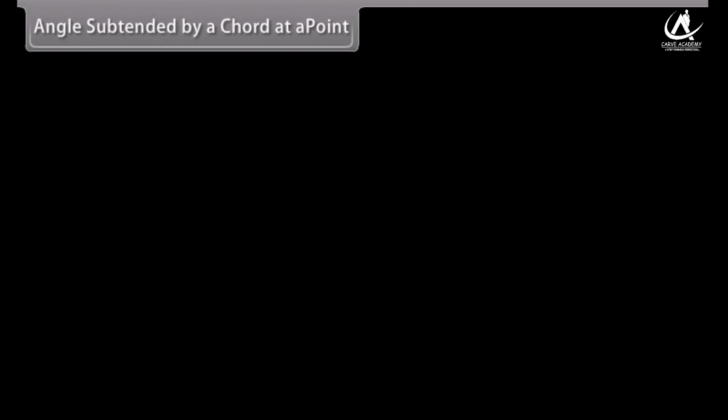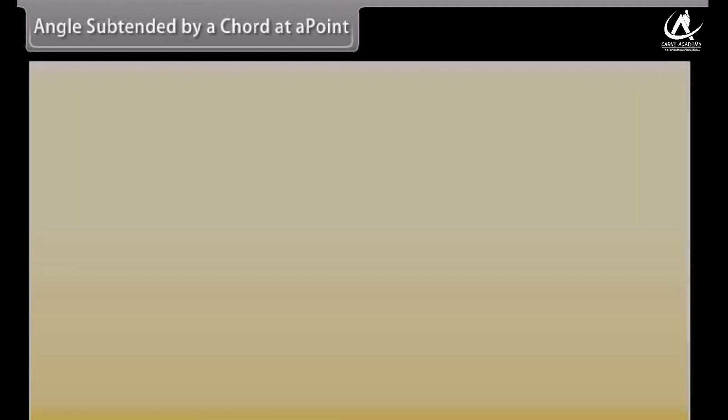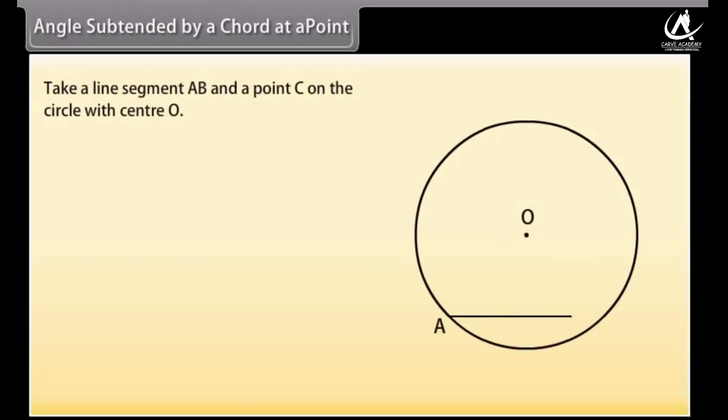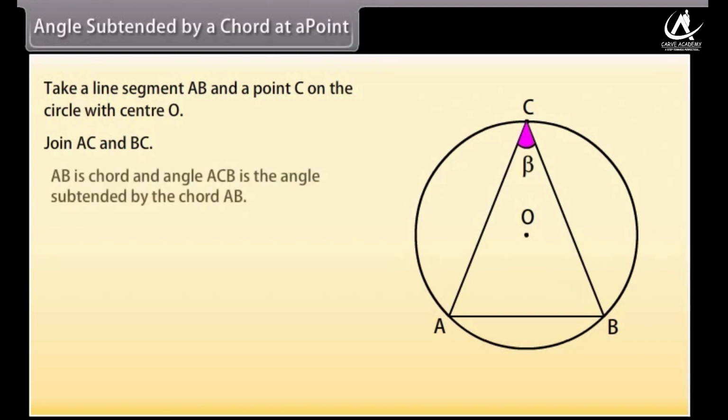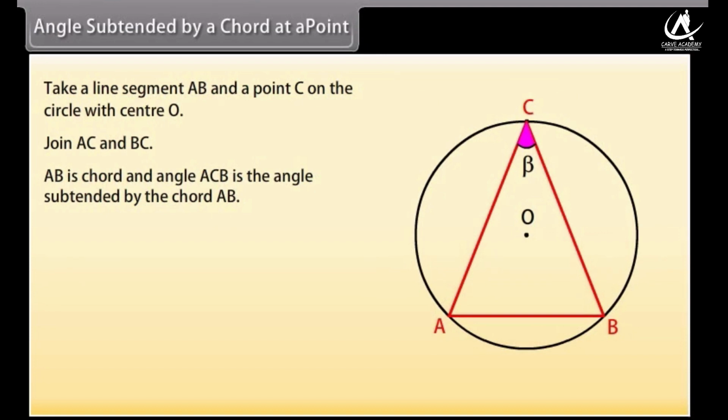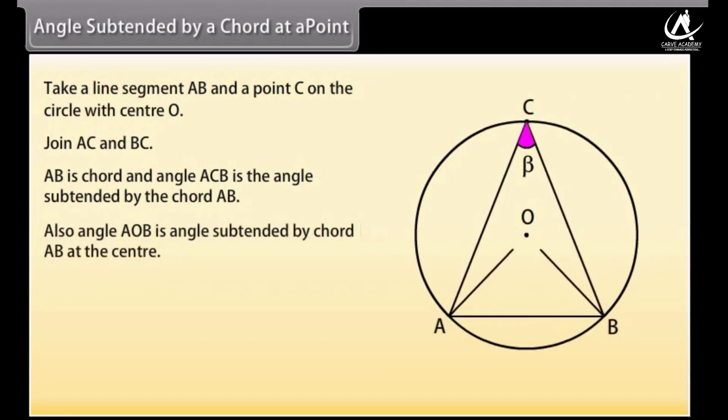Angle subtended by chord at a point. Take a line segment AB and a point C on the circle with center O. Join AC and BC. Here AB is a chord and angle ACB is the angle subtended by the chord AB. Also, angle AOB is the angle subtended by chord AB at the center.